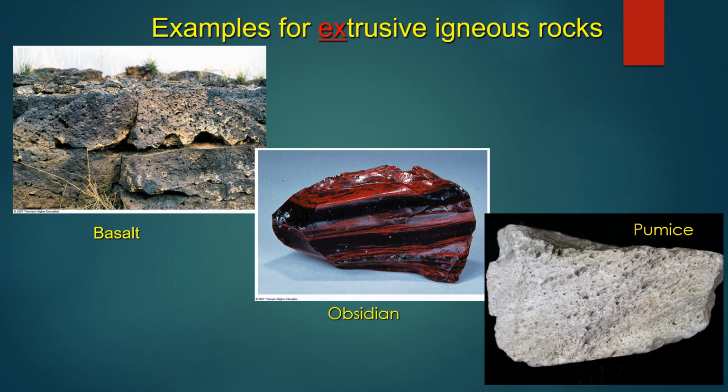Obsidian is not composed of minerals. It is glass. The texture is glassy, and you can see the conchoidal fractures on the surface.